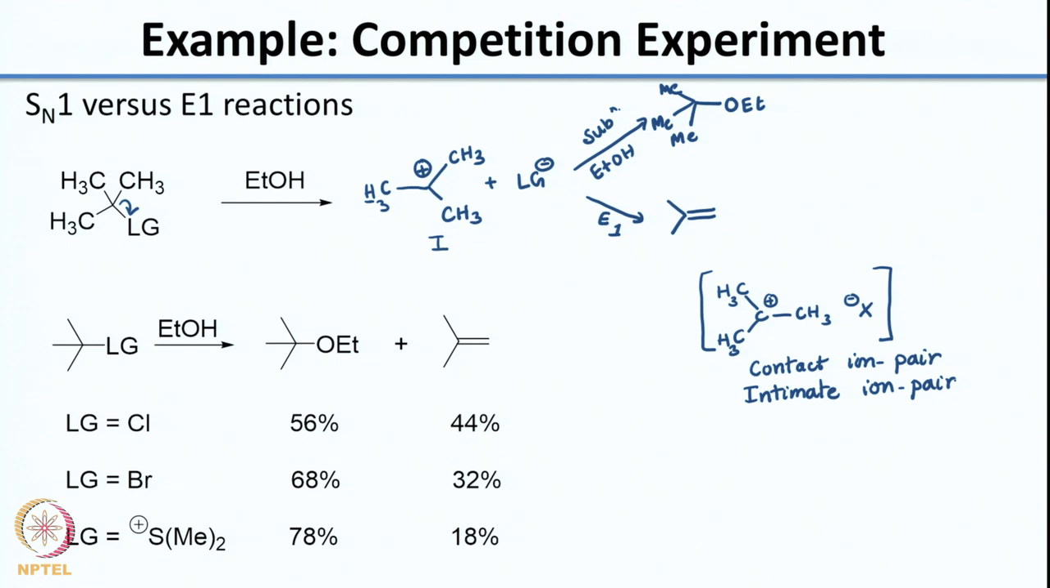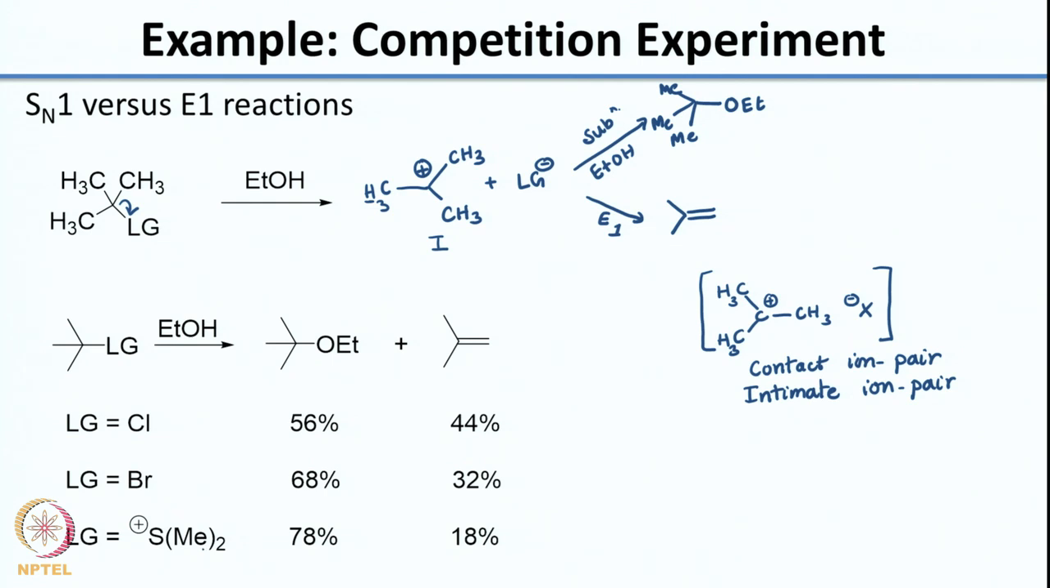So, if they are very much close to each other, now when your nucleophile comes, it will not be able to immediately access your electrophilic center. So, what you see is in the case of Cl and Br, you see a competition between elimination and substitution. That is because it still exists as this ion pair. Now, as you can see, Cl would probably form a better ion pair as compared to Br because it is more electronegative. So, the competition is more in the case of Cl. In Br, you have a larger extent of substitution as compared to elimination.